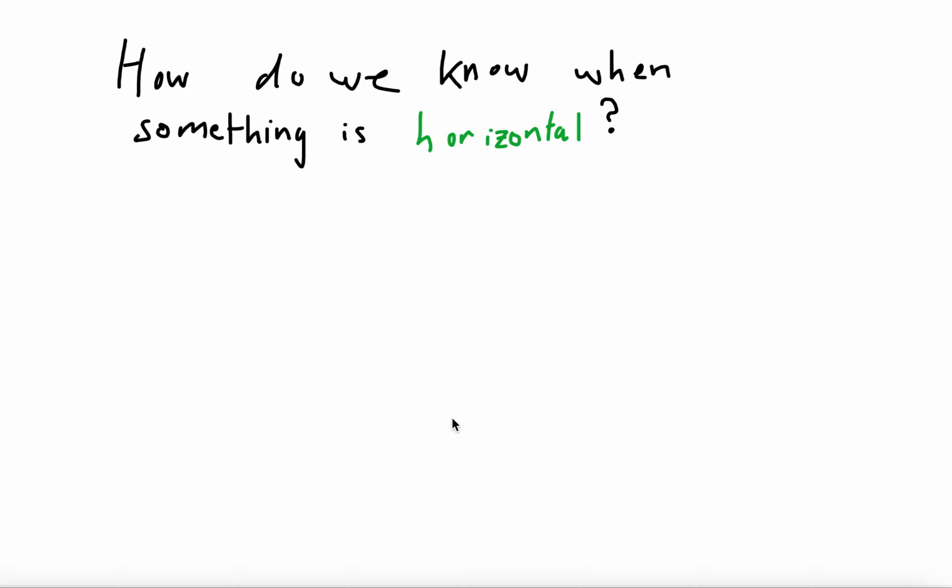Here's a question. How do we know when something is horizontal? I encourage you to pause the video and think about that, but I'll explain it anyway right now. One of the answers to this question is if this something is parallel to the surface of still water. And what do I mean by that?